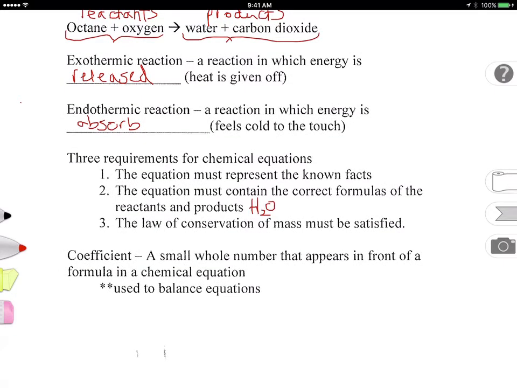Coefficients, small numbers used to balance equations. The balancing, that's what we're going to do, is simply making the law of conservation of mass true. So I'm going to make sure if I have 5 oxygens, I'm going to end with 5 oxygens. And so the coefficient is what we use to balance, and it's just like a coefficient in math, okay? If we have H2O, the coefficient is the big number out in front, okay? So 2 in that case would be the coefficient.